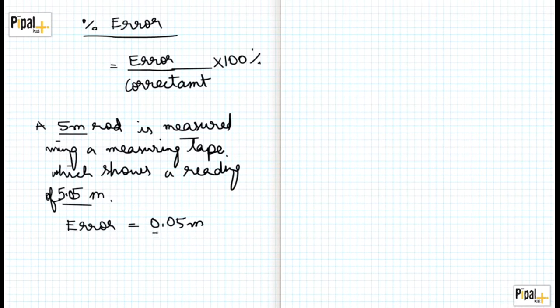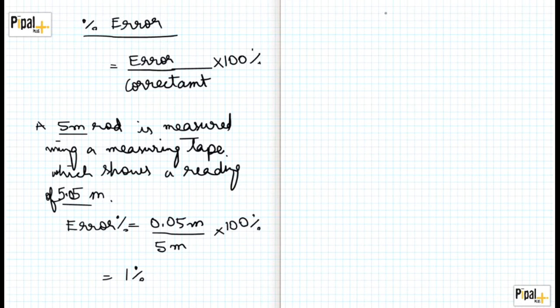This we are going to divide by the correct length, which is 5 meters, and then we are going to express this in the form of a percentage. We get 1 upon 100, and this is into 100%, so we get 1%, right? So error percentage is computed by the change, the error, divided by the original amount multiplied by 100%.